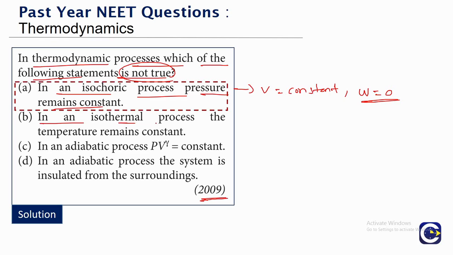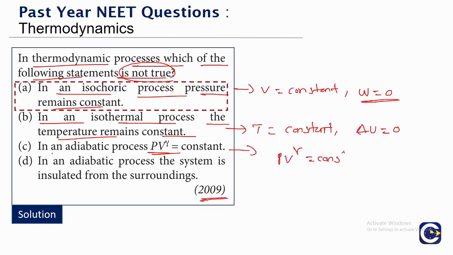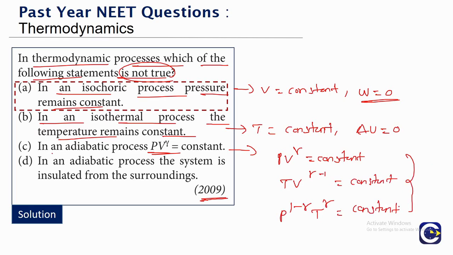In an isothermal process, the temperature remains constant. That is it, right? Temperature remains constant, and for an ideal gas means delta U will be what? Zero. C is what? In an adiabatic process, PV power gamma is constant. We have seen, like in other problems also, these relations. PV power gamma will be constant. Then T into V power gamma minus 1 will be constant. P power 1 minus gamma into T power gamma will be constant. All these relations are very, very important, because we have seen quite a lot of questions coming on this. So that is also correct.